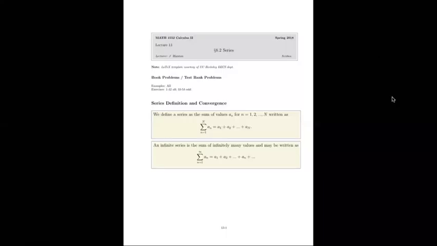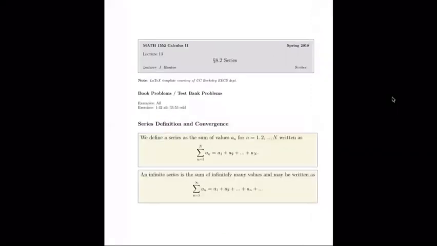Section 8.2 is series, and this is our section where we define a series and the convergence of a series. So if we look at the first box on the page, we've got sigma notation. This is read as: for n equals 1, we add the term a sub n up to capital N. So in other words, we'll start at n equals 1 down here.